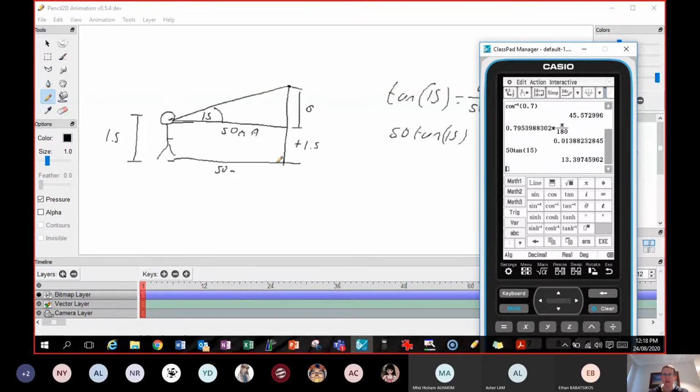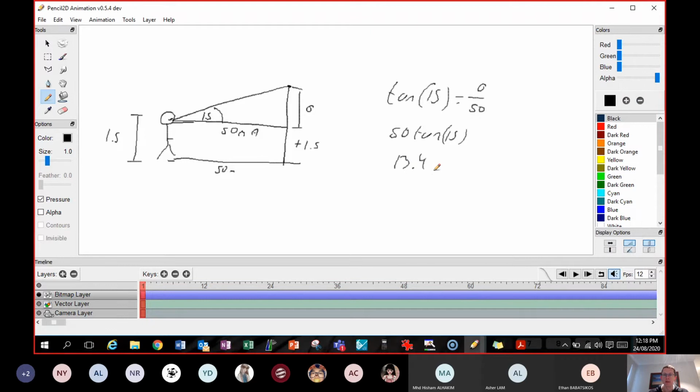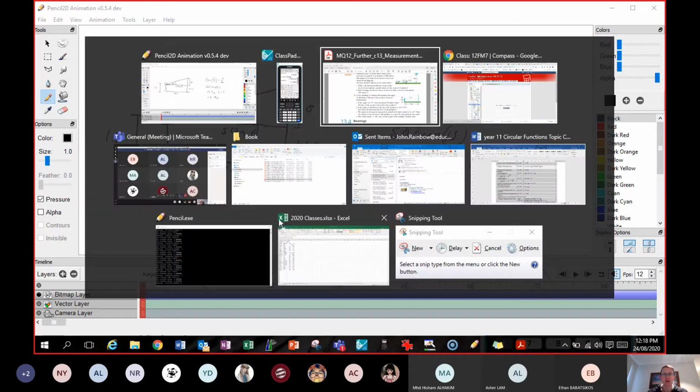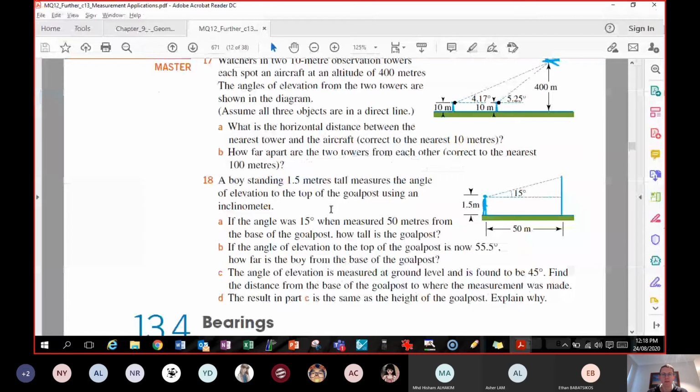It's 13.4 meters, plus the 1.5 meters because that's only from the horizontal. So then it's going to be 14.9 meters. Does that sound right? It's a pretty tall goalpost, but yeah, it sounds right. I mean, it's not like 50 meters, right? So I'm pretty happy with that one there.